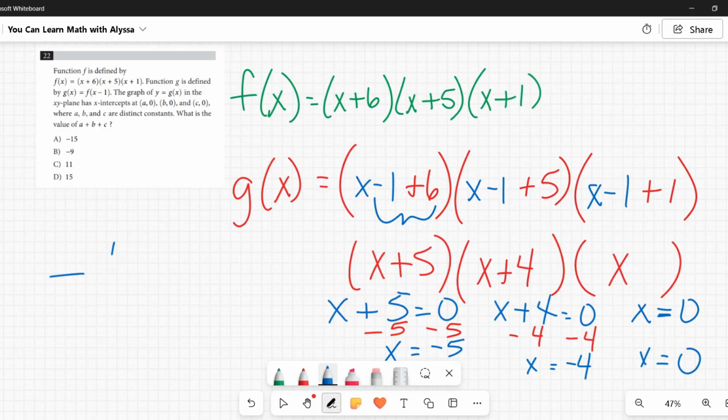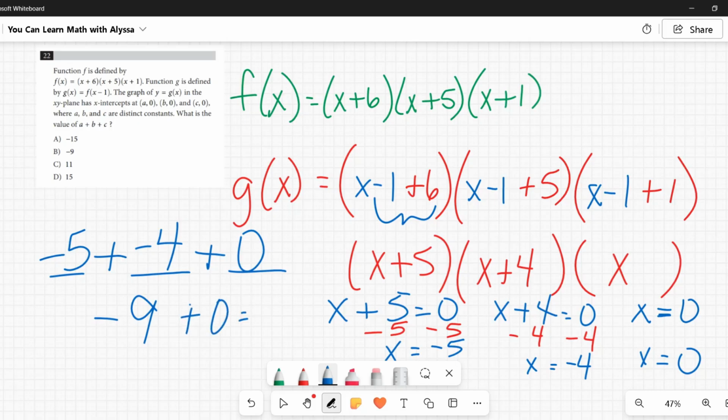What they were asking for was to add those together. So -5 plus -4 plus 0. -5 plus -4 is -9. -9 plus 0 is just -9. So B is my answer.